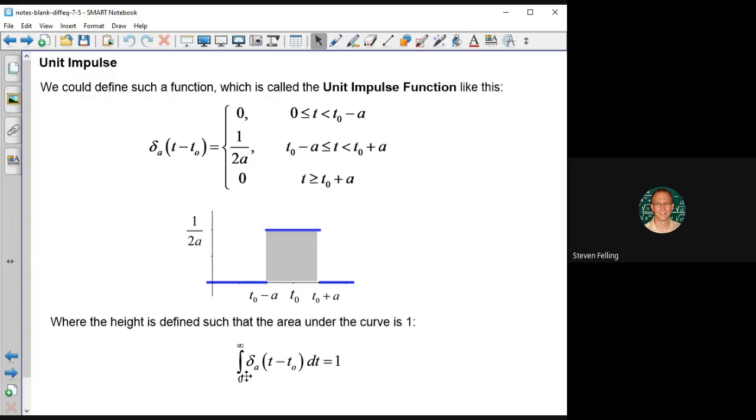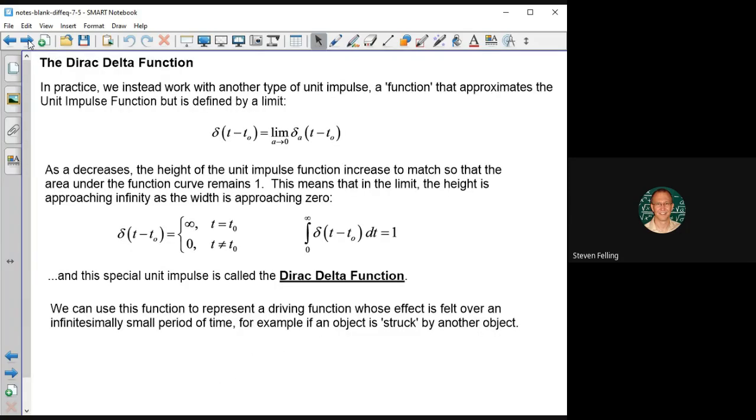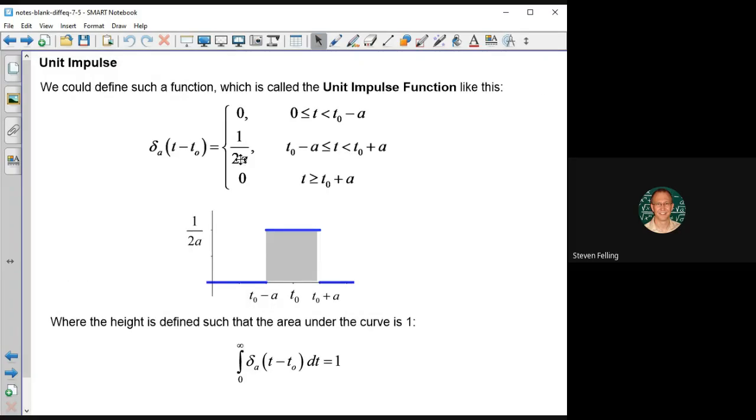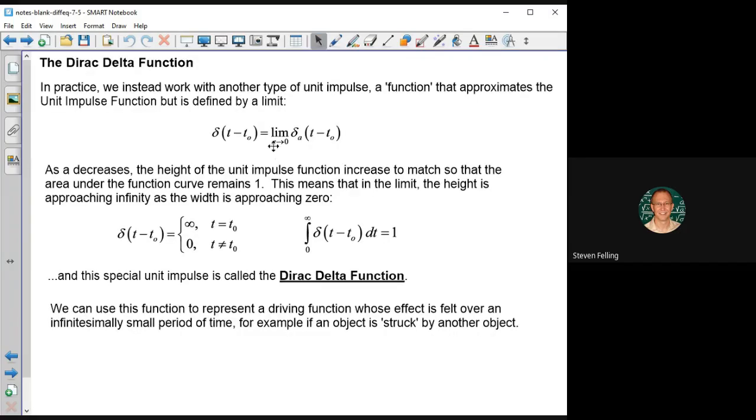Now, it's difficult to work with this improper integral. So in practice, we work with another type of function, an impulse function. It's not really a function, we'll say "function" in quotes, that approximates this function with a limit. If we remove the little a from this delta and just call it delta of t minus t0, we take that piecewise defined function and take the limit as a approaches 0. Then we allow this width to get smaller and smaller.